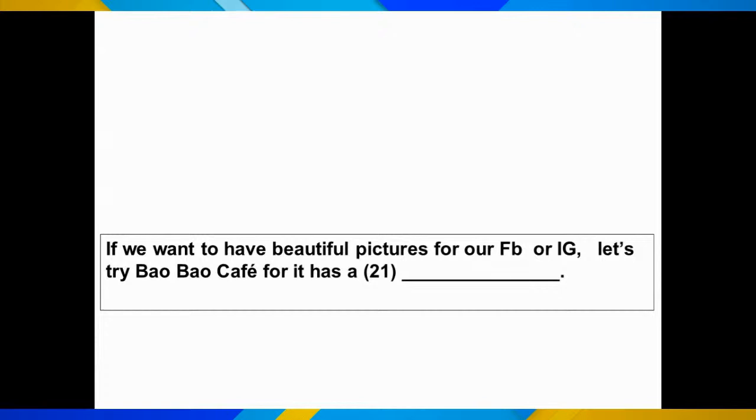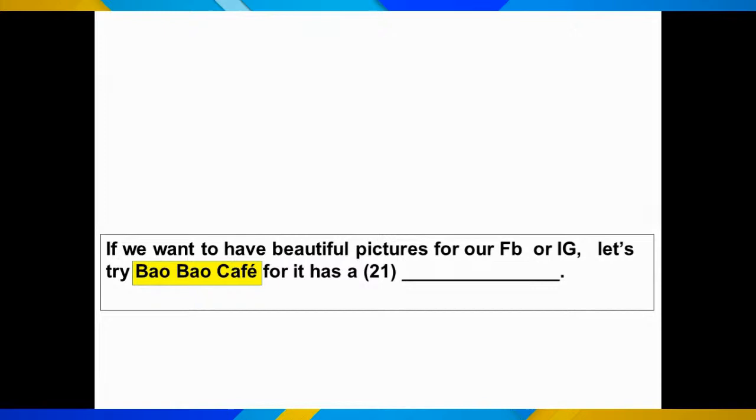If you want to have beautiful pictures for our FB or IG, let's try Bau Bau Cafe, for it has a. The word for means kerana. So if you want to take beautiful pictures for our FB, IG content, let's try Bau Bau Cafe because it has what? So where can we find the answer in the text?